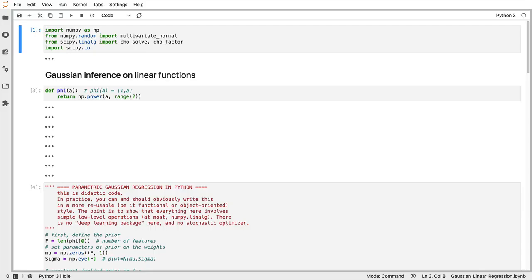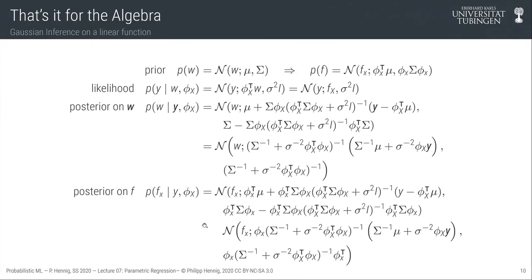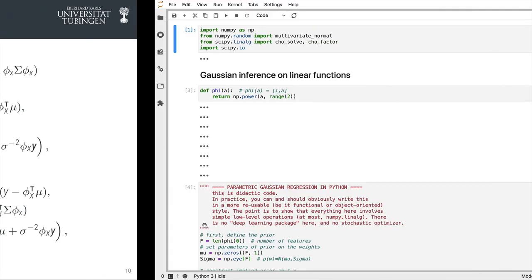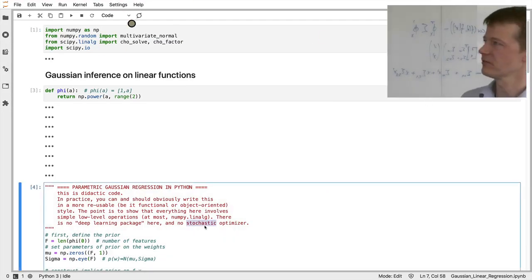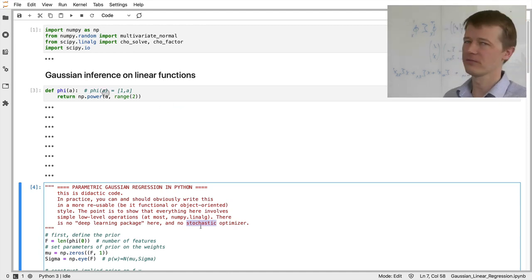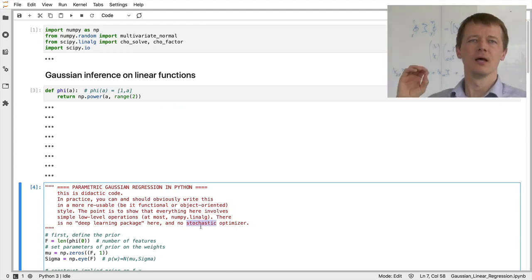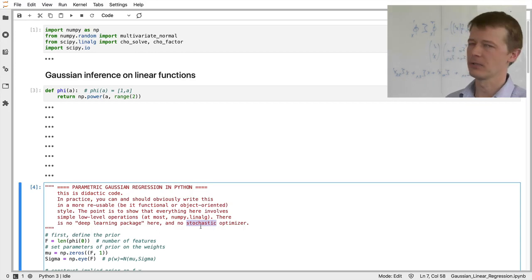Now, let's go back briefly to our math. What we are going to need is a prior distribution over the weights and a feature function to construct from this prior over the weights a prior over the functions. So what I'm doing in the code is I begin with the feature functions. They are here. So for this, I define the function that we've called phi, which returns our feature vector that is a 1 and x, or in this case, because the input is called a, 1 and a.